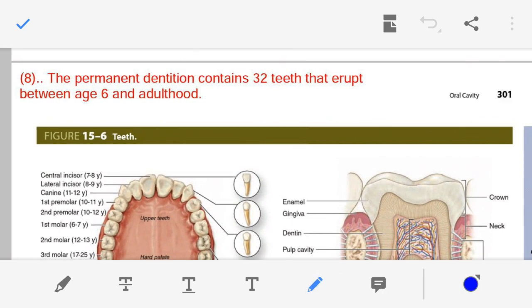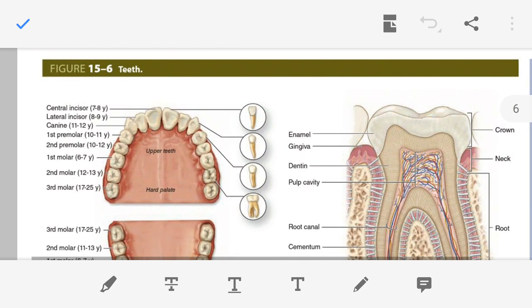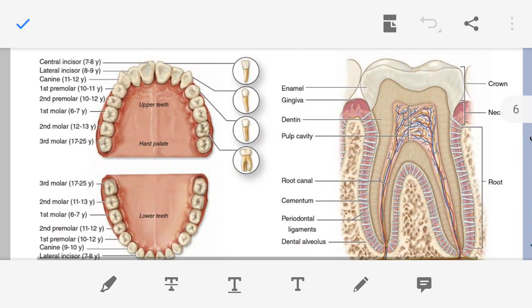Then moving on to the eighth point. Up till here we have discussed the deciduous set. Now we are discussing the permanent set. In permanent dentition, or the dentition of the adult, there are 32 teeth, and these teeth start to erupt between the age of 6 and adulthood. In this figure you will get the idea.